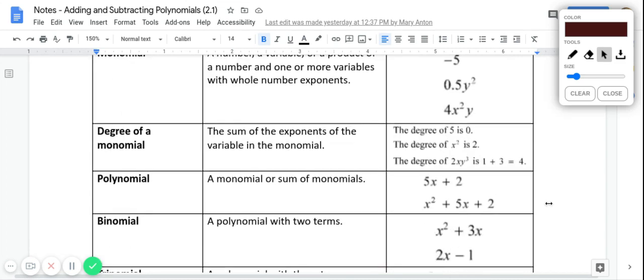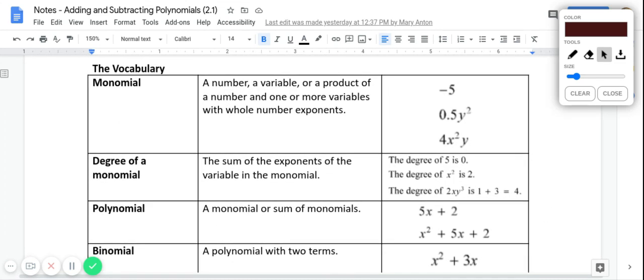Here's some vocab. We've got a monomial. Do you see this word mono in there? Which comes from both the Greek and the Latin, which means one. Therefore, this is a number, a variable, or a product of a number and one or more variables. For example, this guy, 0.5y squared, with whole number exponents.